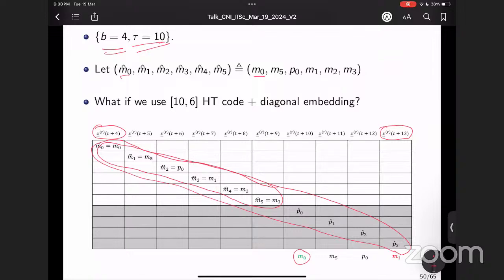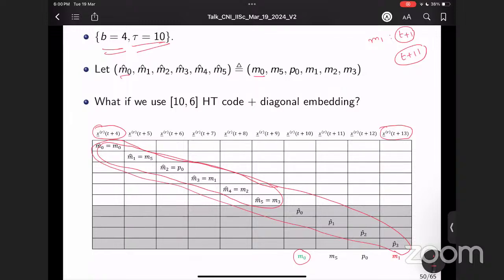But now how about M1? M1 was originally sent at time t+1. So I should in fact recover M1 by time t+11. That's the deadline I have for M1.